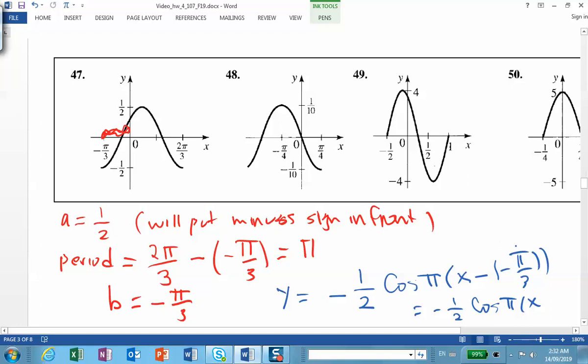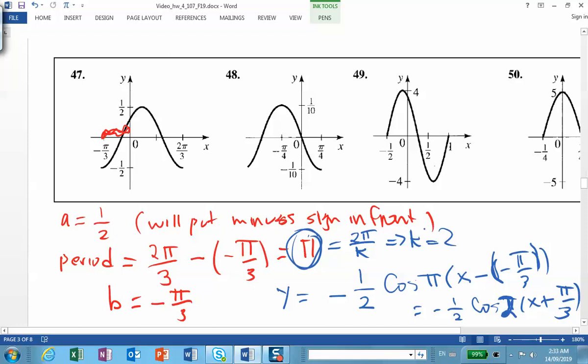This is a parenthesis, not the 1. Plus pi over 3. You can always check some of these things. For example, I'm sorry, this is not k, this is the period. We gotta fix it. This is 2 pi over k, and k is equal to 2. So this is not a pi, this is a 2. Period is pi, but period is 2 pi over k, and therefore k is equal to 2.